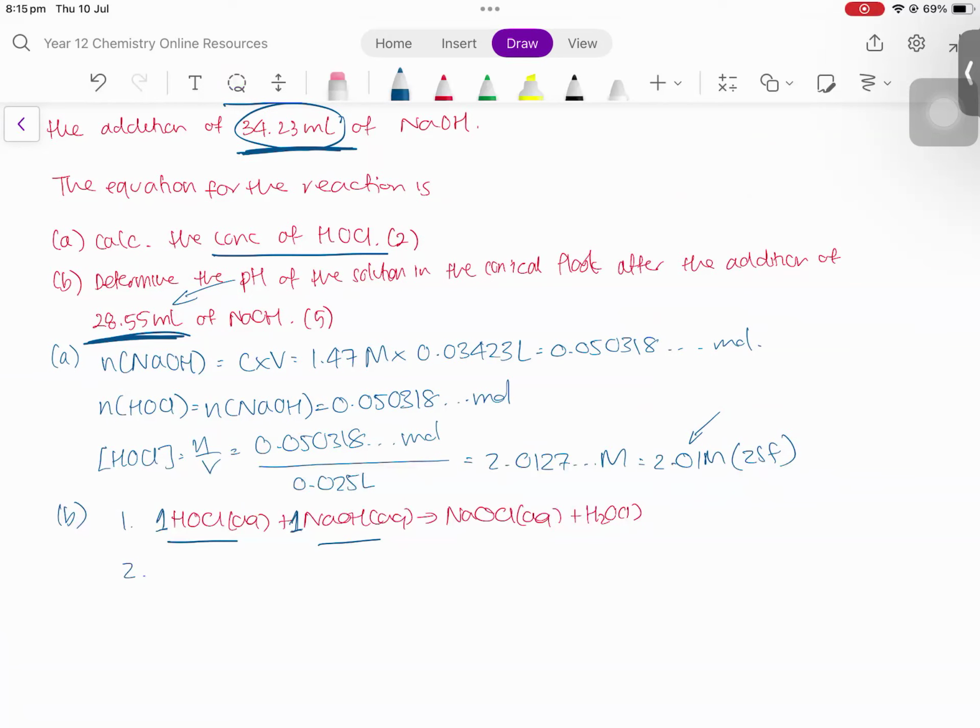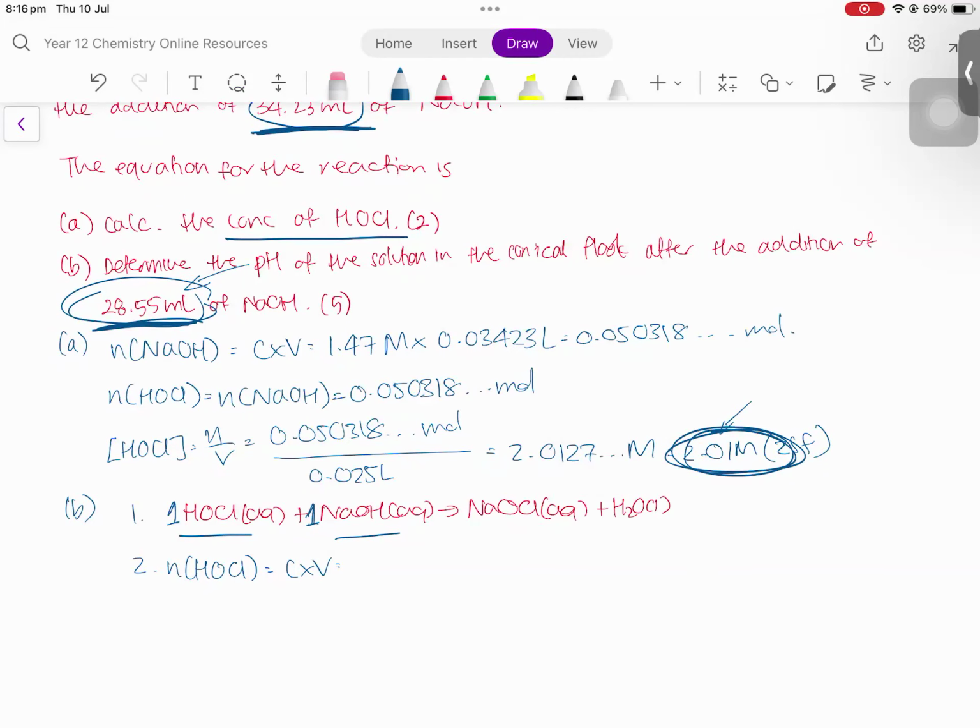For me to know what's left over to affect pH, I need to know what I added in the first place. My moles of HOCl, C times V. Now you guys might be like, hold on, how am I supposed to know how many moles is in the 28.55 mL? Guys, you calculated the concentration in part A, which is why the question is structured that way. They had to treat it like a standard titration question first, and then ask you about this random volume after. Now, part B came from part A.